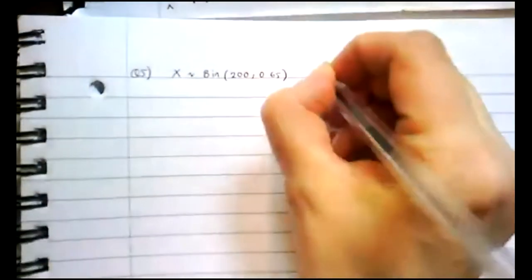So I'm going to define two random variables. I'm going to define X to be a binomial distribution. And I'm going to say there's 200 elements in that binomial distribution, and 65% chance of success. So what X is going to be telling me is the number of people who support candidate A in the first sample.